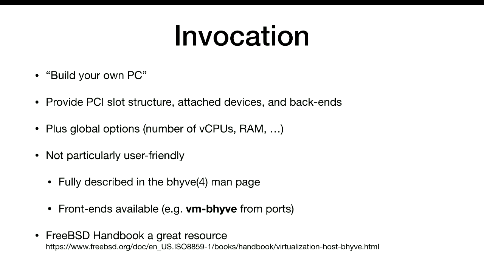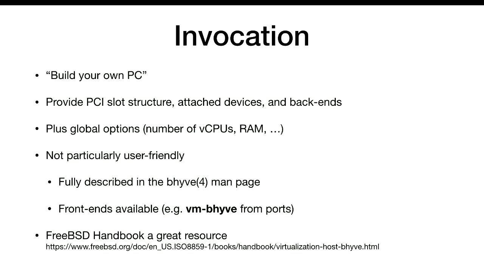Other than myself, I don't think I've found anybody that really thinks it's particularly useful. It is documented in the man page that ships with the base system, but most people don't use the utility directly. They use a shell script front end, and there are a number of them available. I think the most popular is vm-bhyve, which is in the ports directory. And also the FreeBSD Handbook, which is online, has a large chapter on how to configure it using some of those utilities.